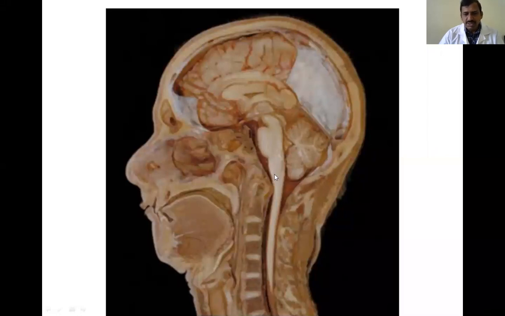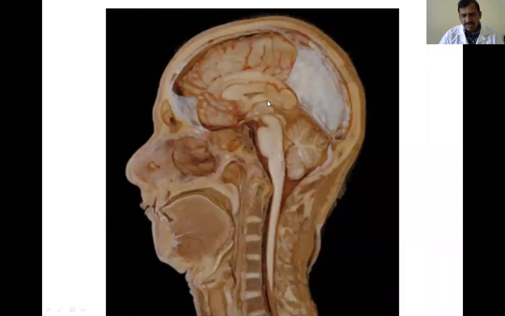Okay. Next, here you see this part of the brain. You call it the brain stem. This is the midbrain, this is the pons, and this is the medulla oblongata. Posterior to this is the cerebellum. Over this cerebellum is the tentorium cerebelli, and this is the falx cerebri. This is the frontal air sinus. These are all the different structures you can see in the mid-sagittal section.